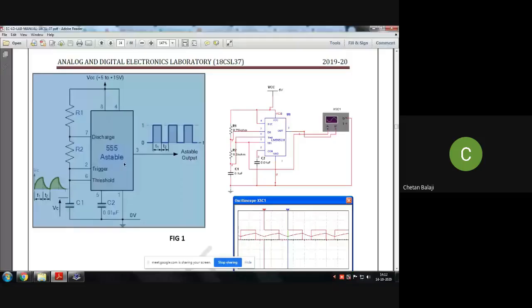Whereas you know about the op-amp, operational amplifier, and the 555 timer IC. These two are the analog ICs. Only these two: the op-amp IC and the 555 timer IC.